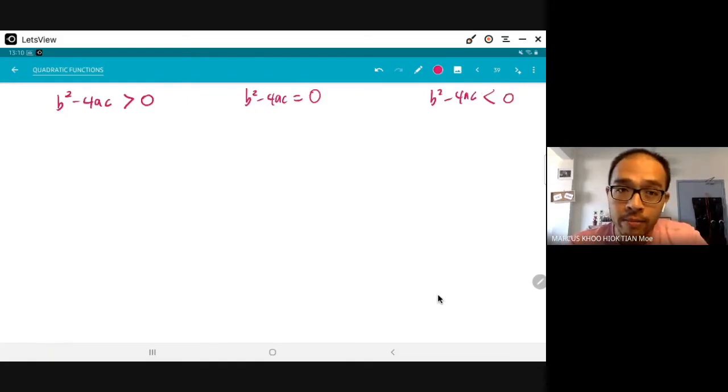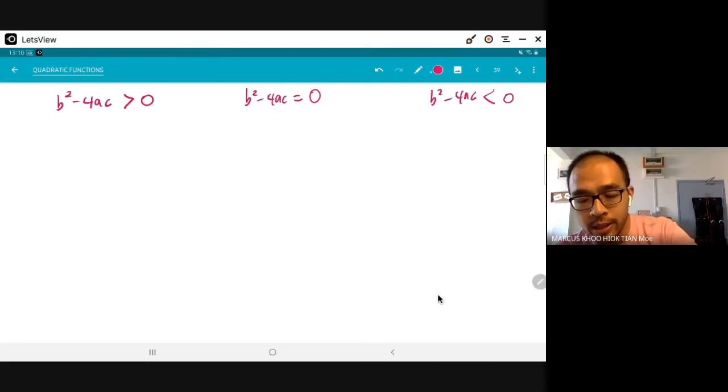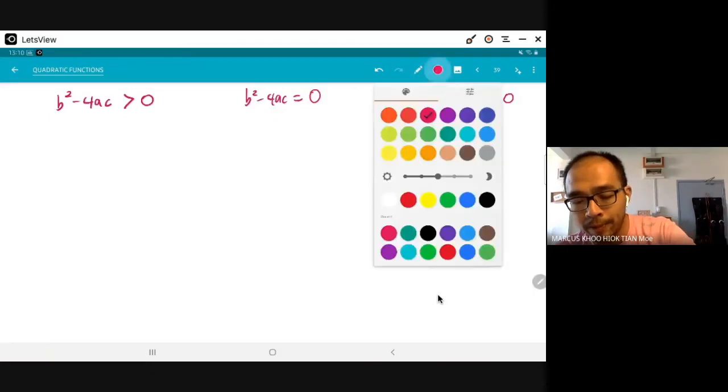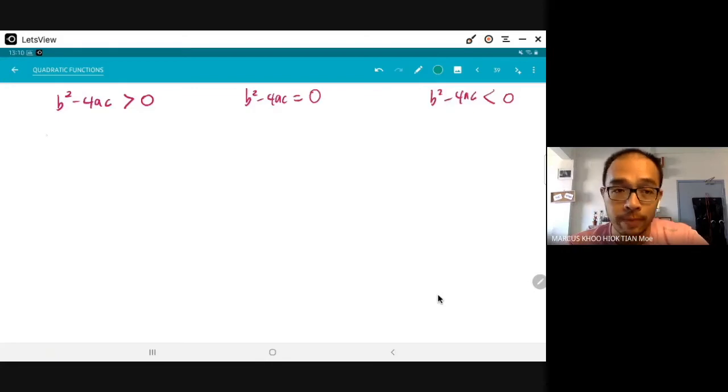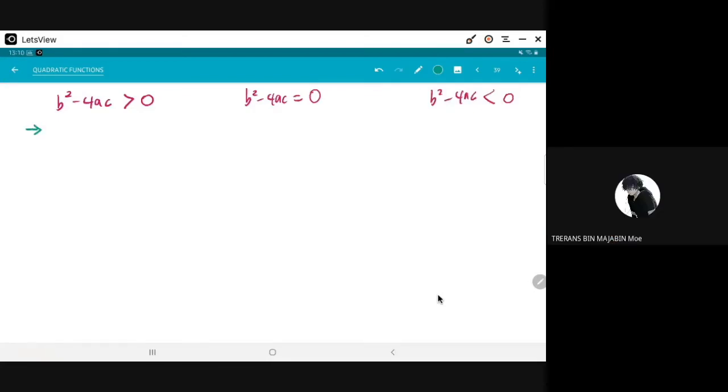Okay, can anybody tell me what are the categories? Apa nama kategori ini? B squared minus 4ac is more than 0 maksudnya apa? What is the interpretation? Apa dia punya tafsiran? Positif.